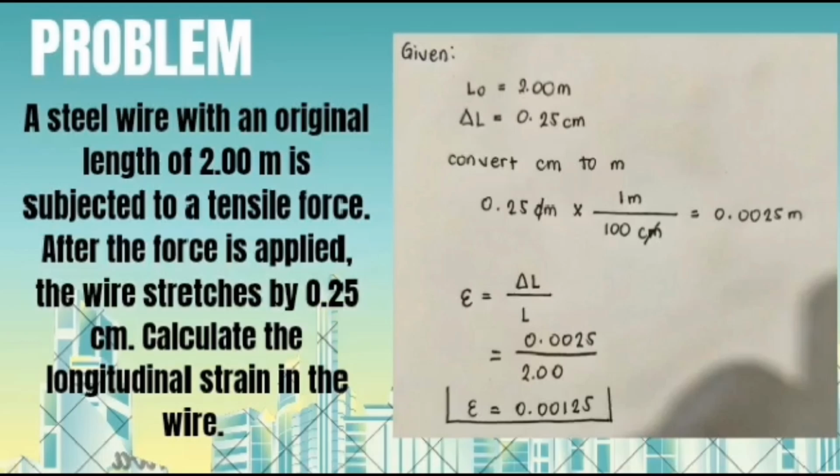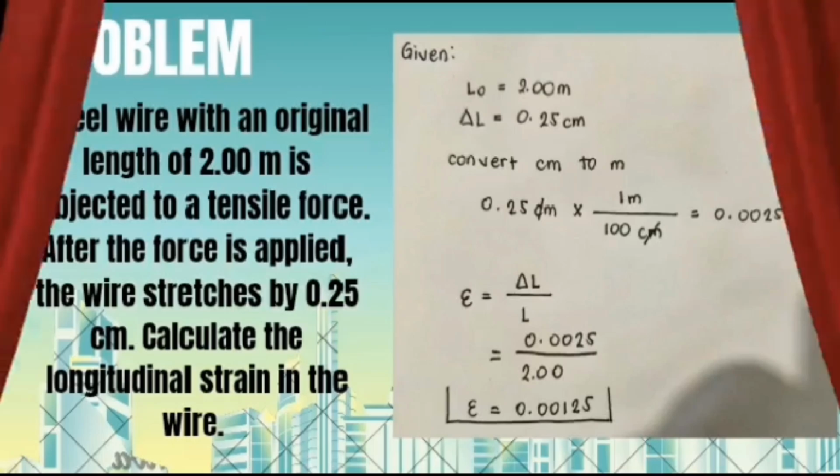So apply the strain formula. Substitute the values into the strain equation. We all know the strain formula: strain equals change of length over the original length. So strain equals 0.0025 meter over 2.00 meters. So the strain is equal to 0.00125. So the value of strain in this problem is 0.00125.